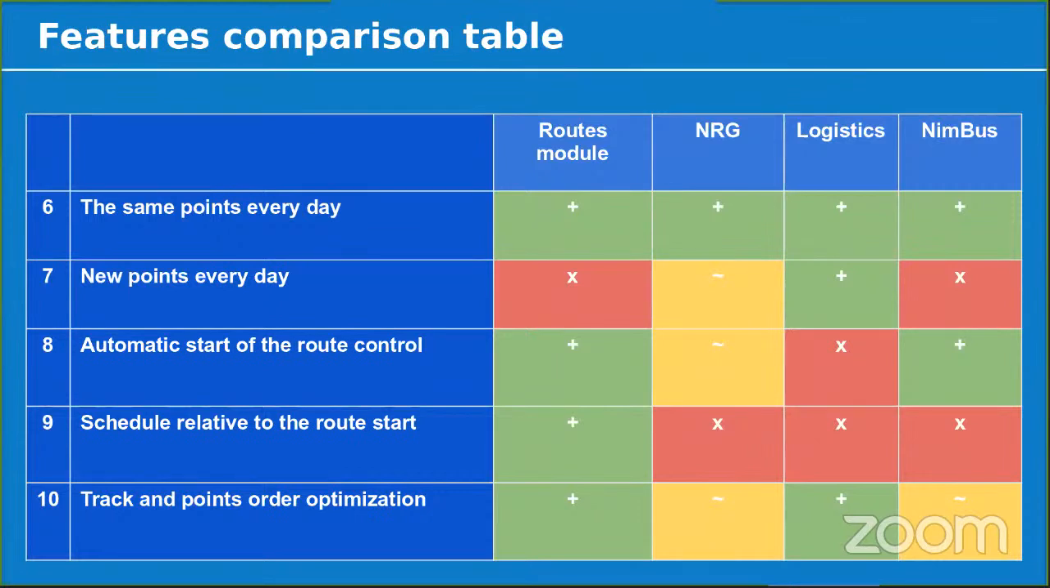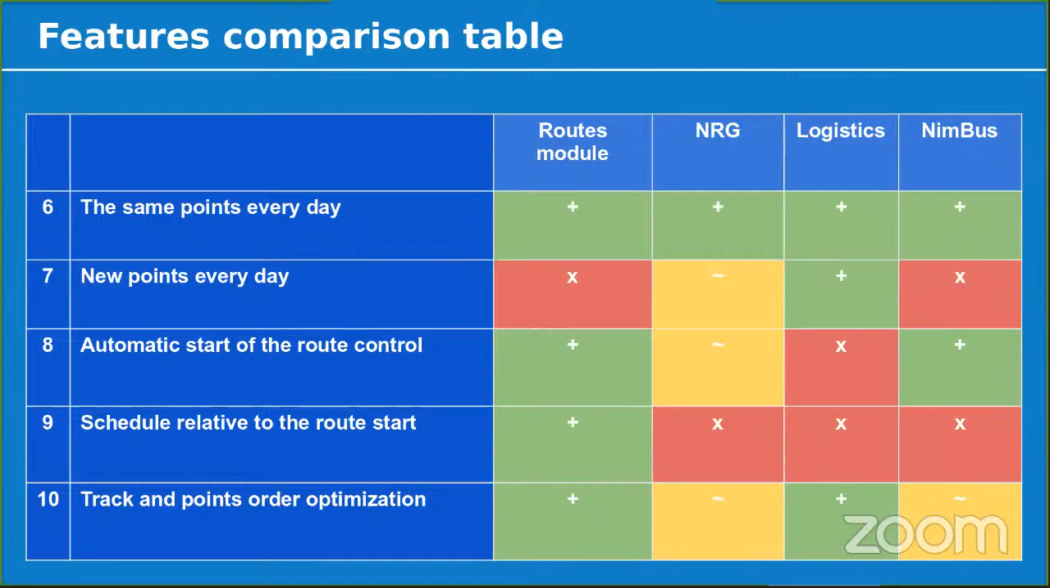And the only ones are the routes module and Nimbus. They have this feature already built in, because they have the schedules. If you have the schedule, and you know the exact time when it should start, then you can automatically start this route control. This is how it works.